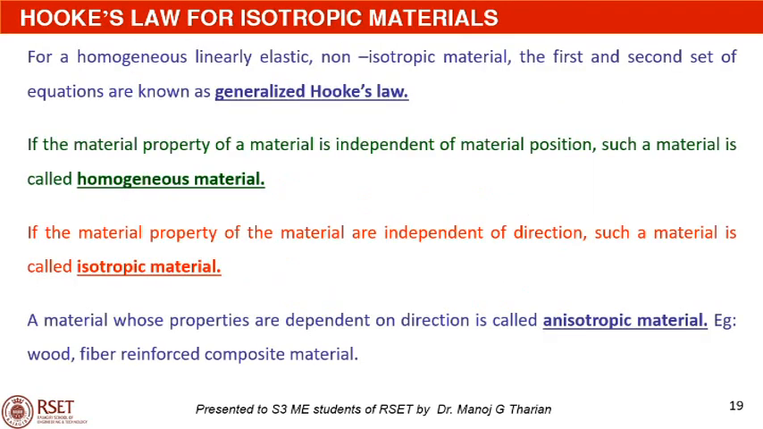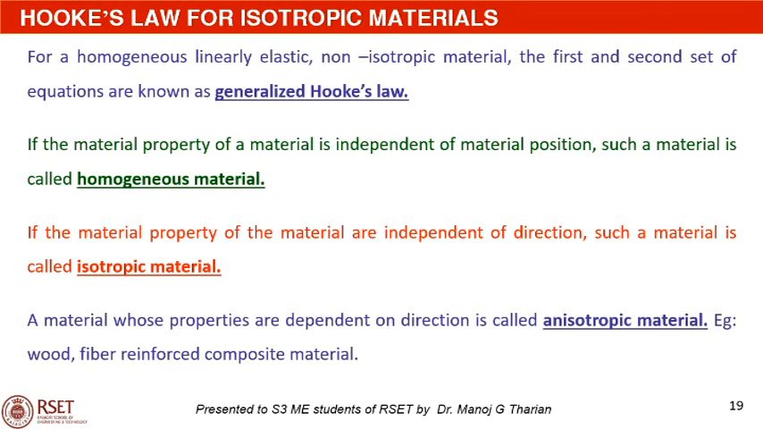In the previous two slides, we have seen Hooke's law or the constitutive relation for a generalized material. Now we will see Hooke's law or the constitutive relation for a homogeneous isotropic material. Before going into that, I will define what is a homogeneous material and what is an isotropic material. In a homogeneous material, the material property is independent of the material position. In the case of an isotropic material, the material property is independent of direction.